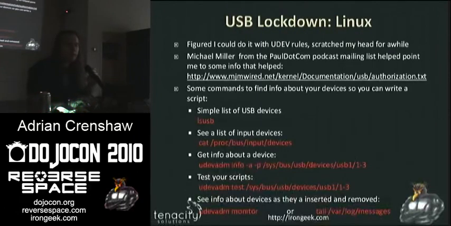USB lockdown. In Linux, there are ways of doing it with UDEV rules. First of all, you have to find out some information, like use lsusb to see which devices are out there. You can cat out what devices are currently installed. You can use udevinfo and query a device to find all its different device strings. You can test the scripts you create using udevadm test and name the script.